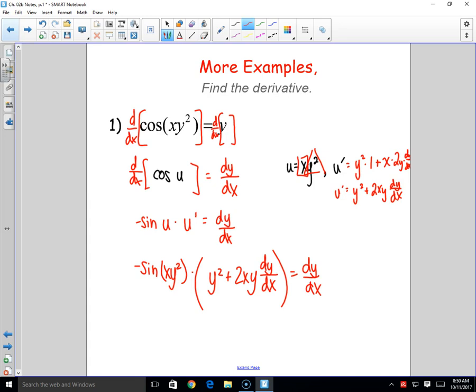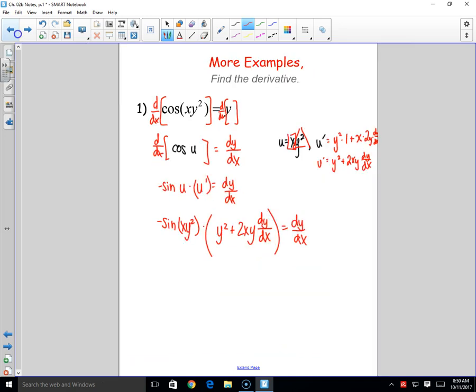U prime is a quantity. U prime needs to be grouped. Yeah, that makes a difference, right? I've been telling you a long time to write those parentheses, to not kill seals and not kill puppies, etc.